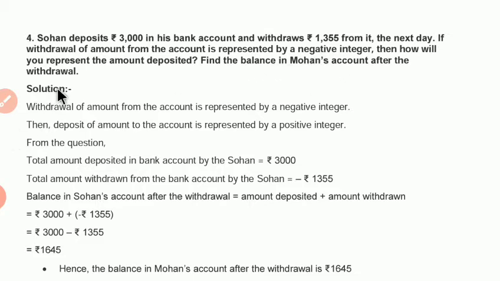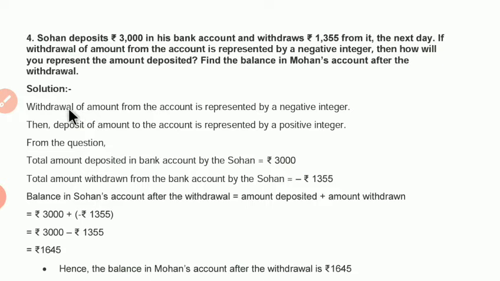So let's start the solution. First we will see the given data. Given here is that withdrawal of amount from the account is represented by a negative integer. Why have we taken a negative integer? Because he has taken the money from the bank after depositing.